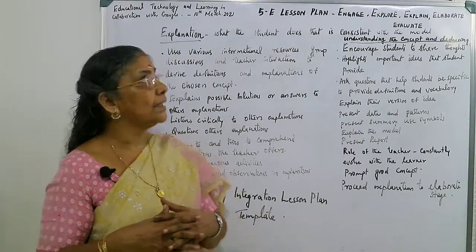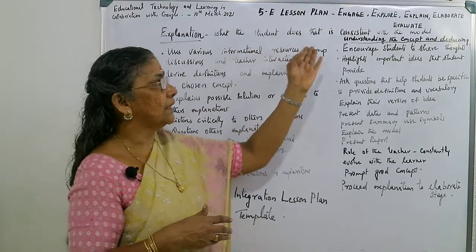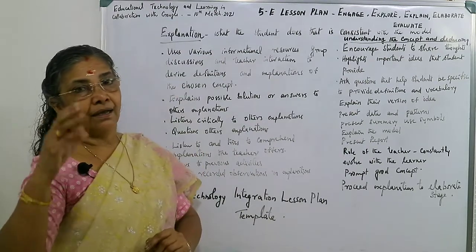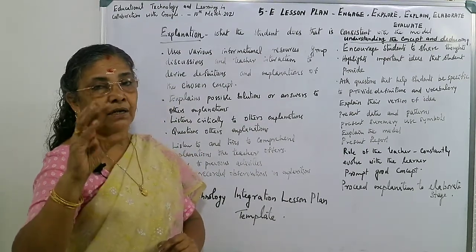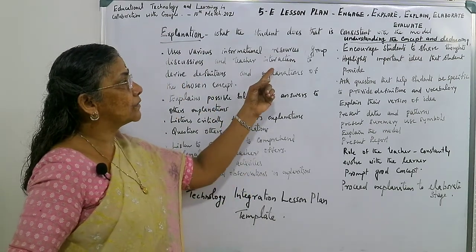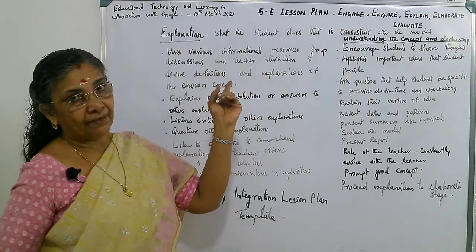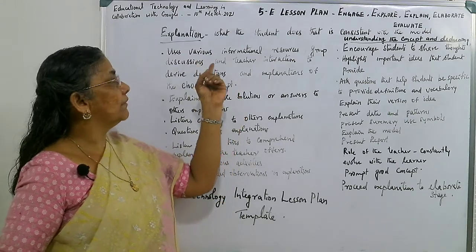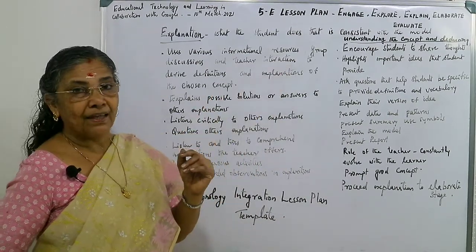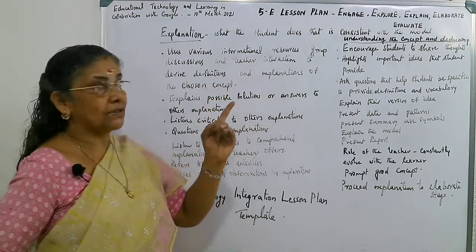In this template, the explanation is written as usual with what the student does, that is consistent with the model. And here you can see the ingredients, the steps, the things you have to remember in the explanation. That is, uses various informational resources, group discussions and teacher interaction to derive definitions. So there we are using various informational resources. We are using group discussions and teacher interaction to derive definitions and explanations of the chosen concept.